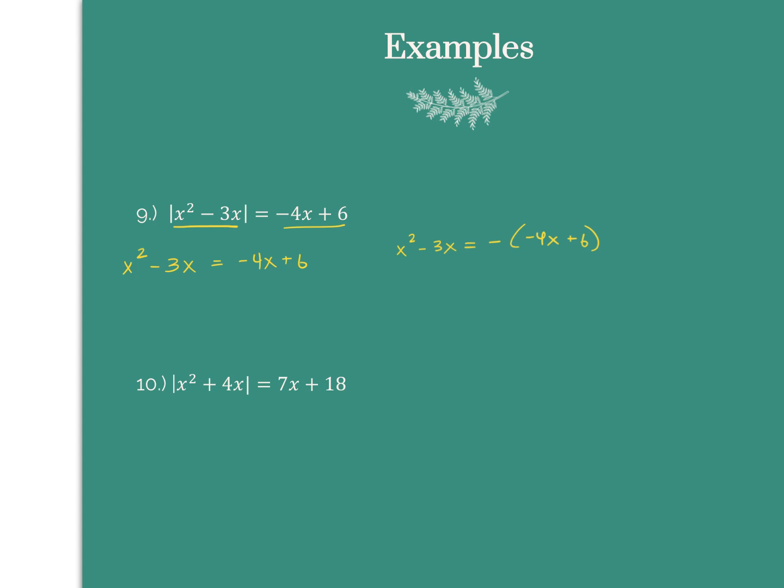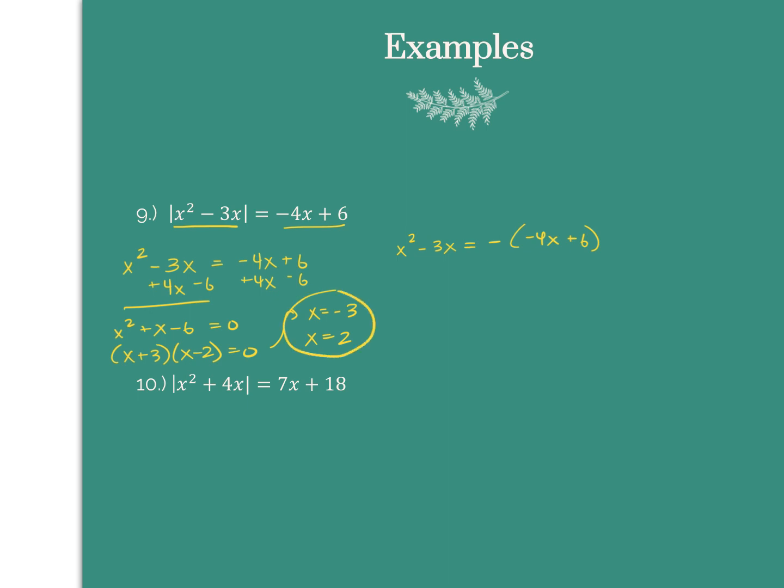So when I'm solving this left one, I'm just going to start combining my terms. Notice it's an x squared, so I'm going to have to solve this quadratic. I'm going to add 4x and subtract 6 from both sides. So here I've got x squared plus x minus 6 equals 0. Factor, that's x plus 3, x minus 2 equals 0, which means that x equals negative 3 and x equals 2. And again, I have to check for extraneous.